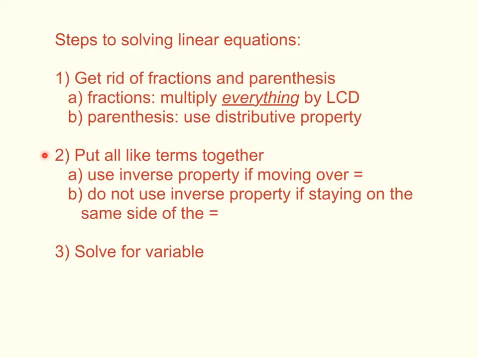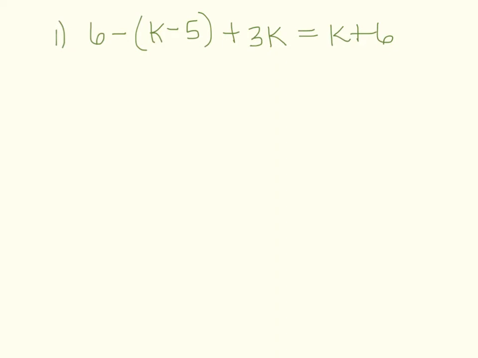Our second step is we're going to start putting our like terms together. Now, it's really important that you know when to use the inverse property and when not to use the inverse property. If you're moving over the equal sign, you're going to do the opposite or use the inverse property. If you're putting like terms together that are on the same side of the equal sign, in other words, if you're not moving over the equal sign, you will not use the inverse property. And then step 3 is you solve for the variable. Let's go ahead and look at a couple examples here.